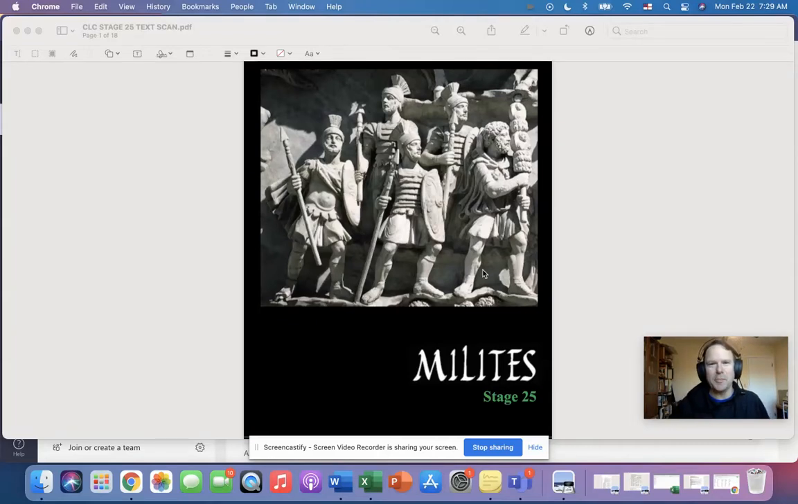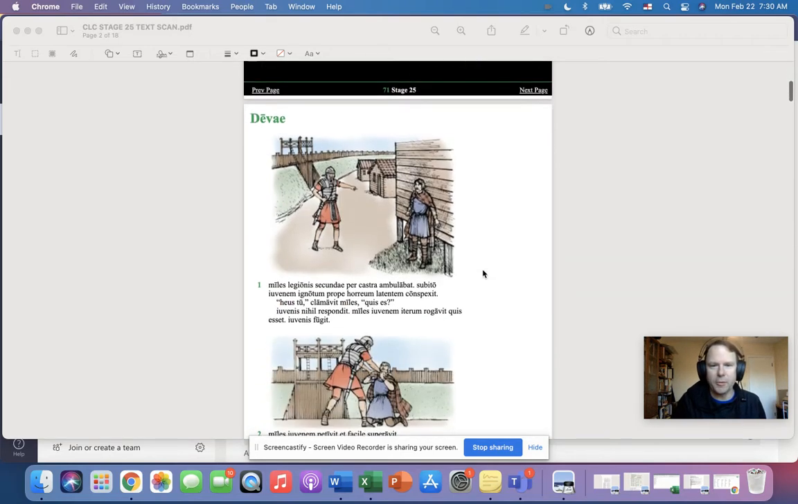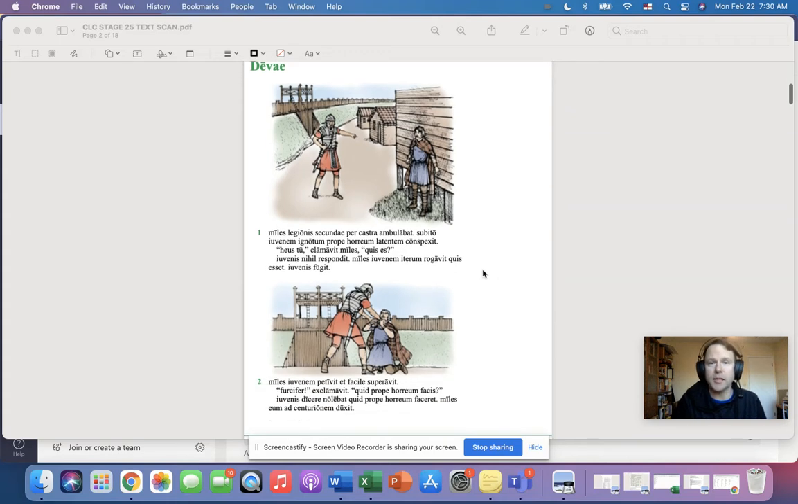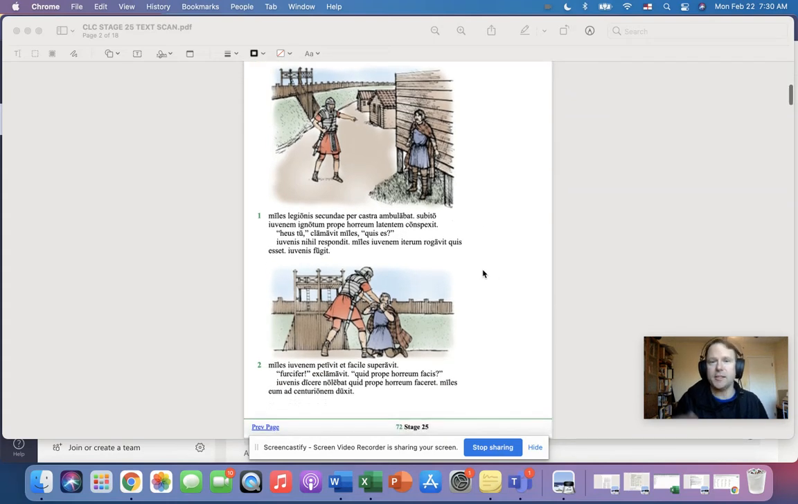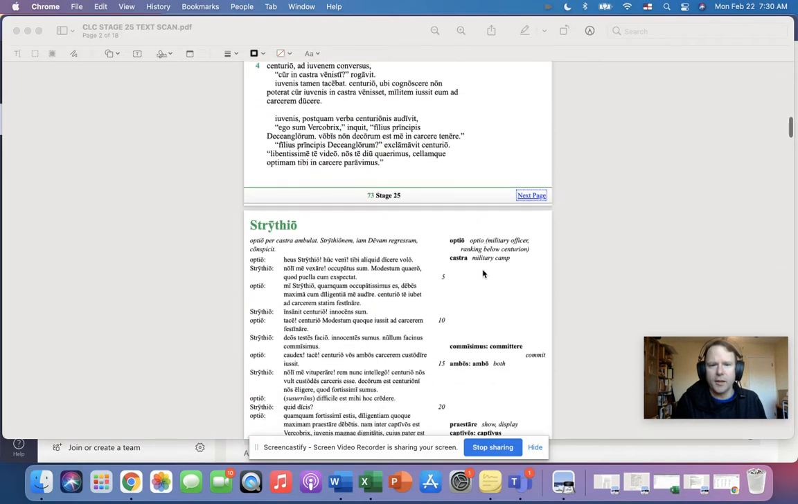This one's titled Milites, aptly titled because we're in a military camp at Deva, otherwise pronounced, of course, in Latin, Dewa. So we're going to take a look here through the stage. We've got our model sentences, and we're going to focus on those in a little bit. Those model sentences, as always, are pointing us towards a language feature that hopefully we can figure out on our own, and you're not going to have any problem with it this stage.